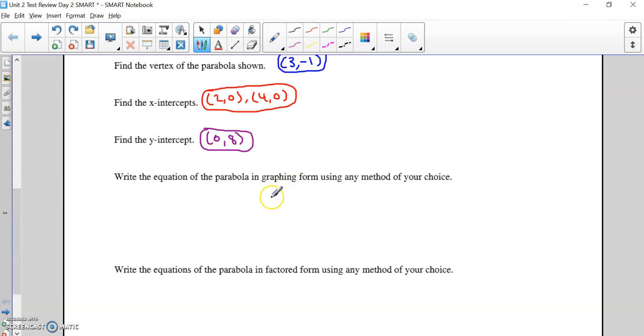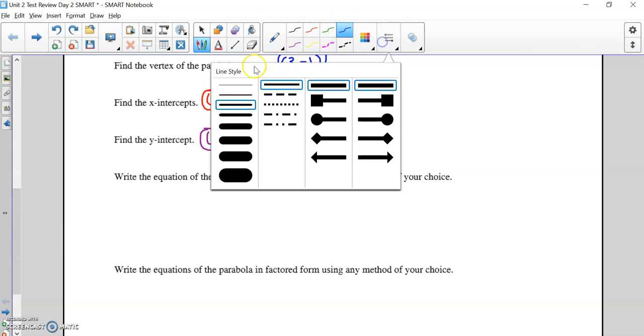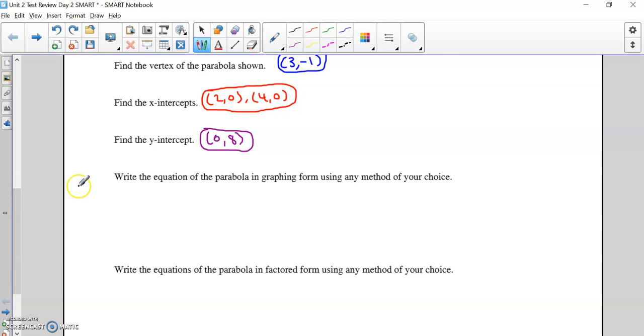The shortcut method is that since you have the vertex already, okay, it's very, very fast to just make the equation based on the vertex because, as we know, graphing form is also known as vertex form, and the vertex is very quickly seen from graphing form. So we know that it's always the opposite of h, comma, k. And so from this vertex, we know that h is going to be -3 and k is going to be -1.